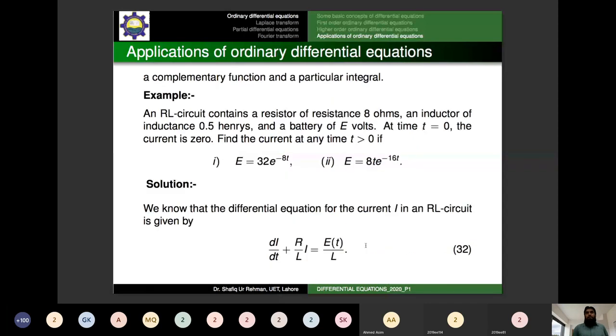So we have 4 models: RL, RC, LC, and then RLC circuits. Two of them will take us to a first order differential equation, and two of them will be modeled in the form of a second order differential equation. So now we look into the practical demonstration by taking a few examples.